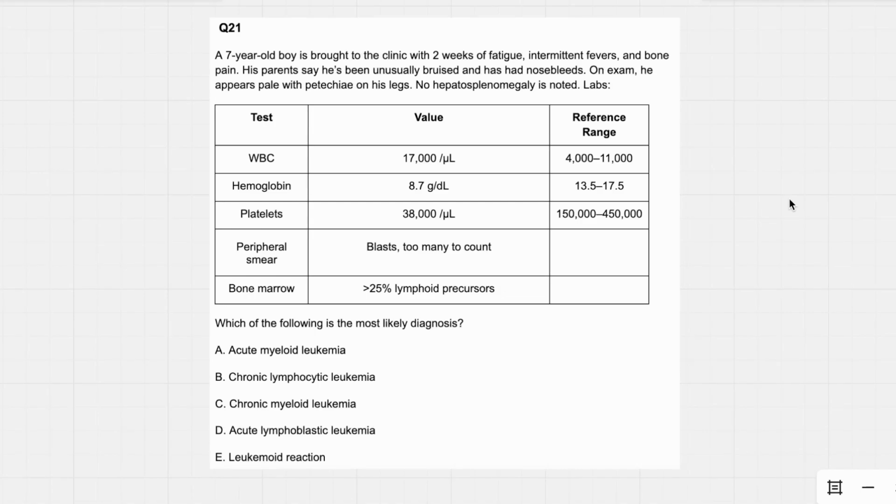Question 21. Which of the following is the most likely diagnosis? And we have another one of everybody's favorites. Oncology, the blood cancers. Everybody sucks at these. Some of them are pretty simple to get through. We're going to try to use logic to get through this one.